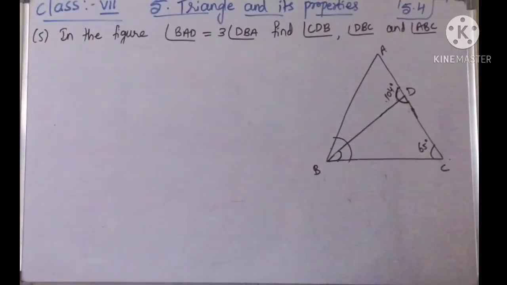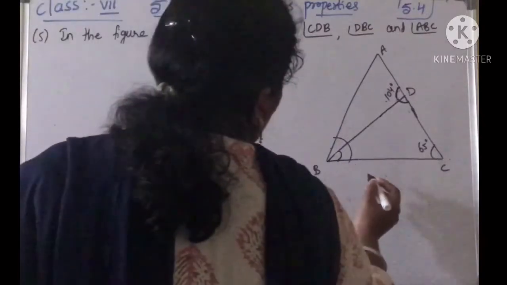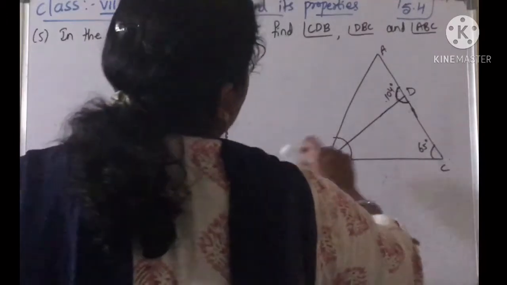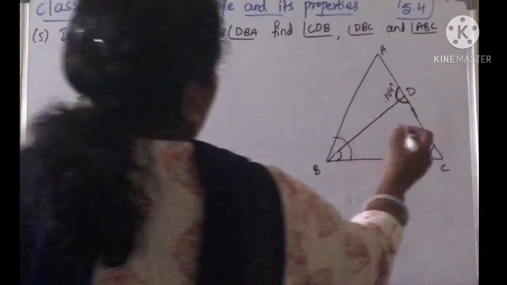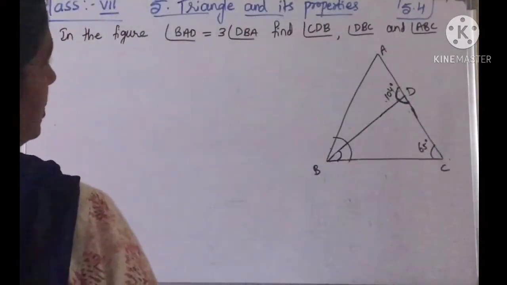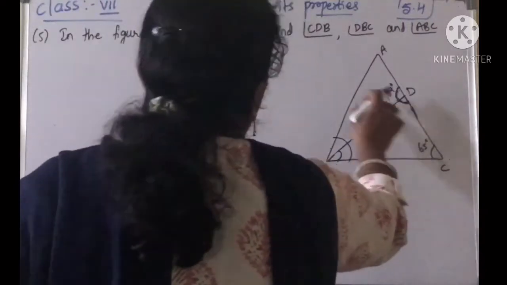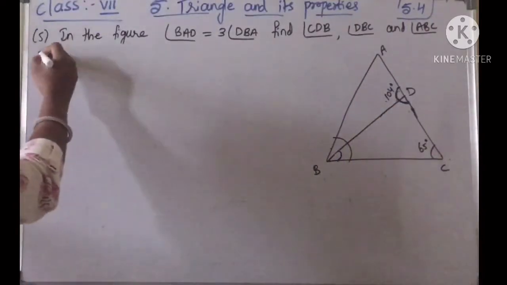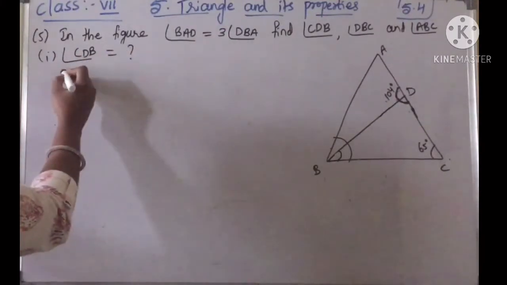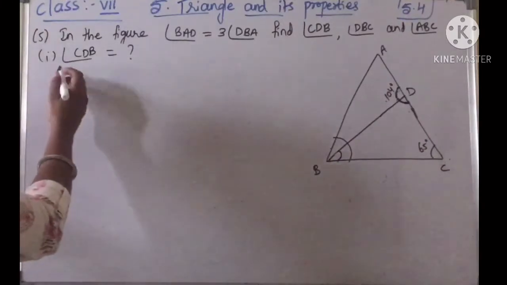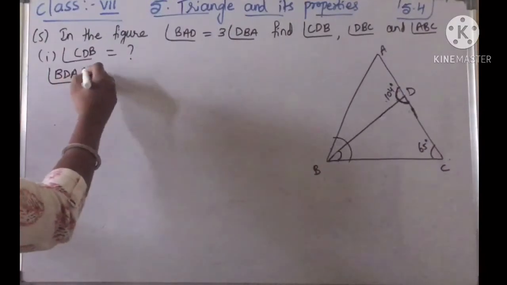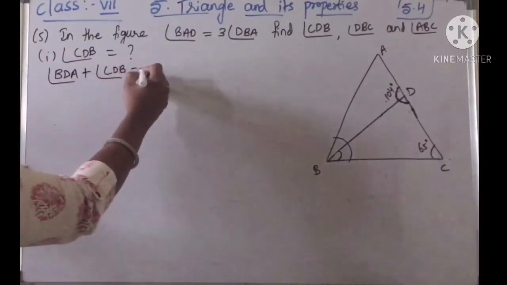First, we are going to find CDB. CDB here, this one. We can easily find by taking a linear pair here. What is linear pair? Sum of two adjacent angles is equal to 180 degrees. So first we will find CDB. Okay children. So by taking linear pair, what is the linear pair here? Angle BDA plus angle CDB equal to 180 degrees.